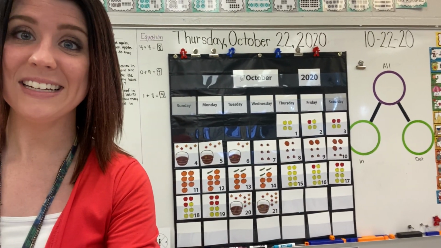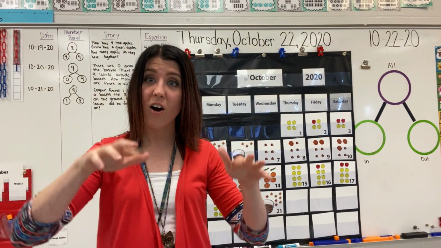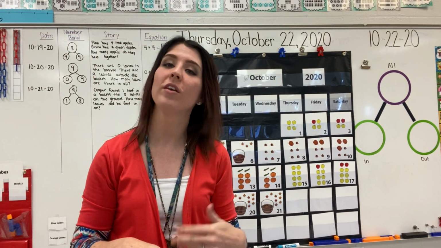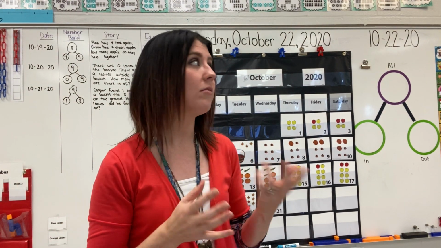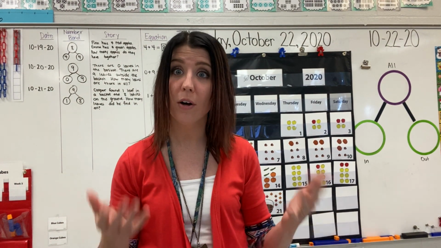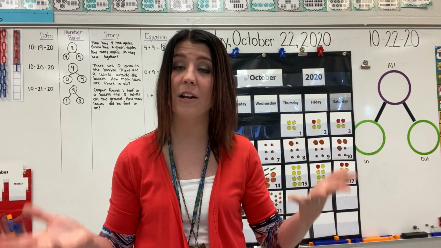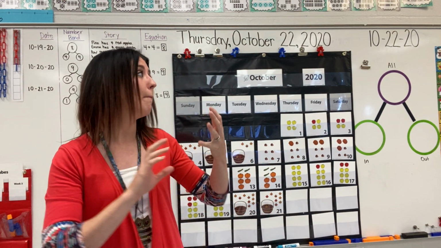Do you remember what season it is? Fall. Can you say fall? Good. So we've noticed that the temperatures are getting a little bit chillier. The leaves have changed colors. They're looking beautiful and they're falling off the trees. So we are in the season of fall. Season is fall. Month is October.